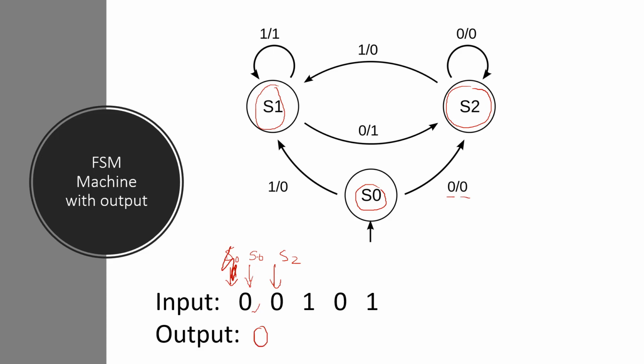Now we process this one. If you're in S2 and you see a 0, you're going to stay in S2 and output a 0. Now if you're in S2 and you see a 1, you're going to go to S1 and output a 0. If you're in S1 and you have a 0, you output a 1 and go to S2. If you're in S2 and you see a 1, you're going to output a 0 and go to S1.